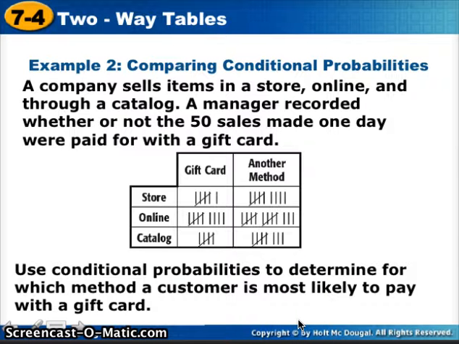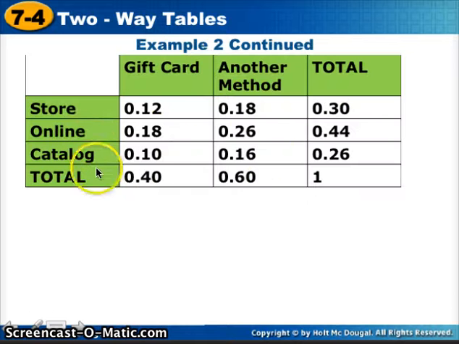Another example. Let's say the company sells items in a store, online, or through a catalog. A manager records whether or not 50 sales made one day were paid for with a gift card. Use conditional probabilities to determine which method a customer is most likely to pay with a gift card. We take our two-way table and change it into a joint relative frequency table by dividing each number by 50, since there were 50 sales made. Then adding up each column gives us our totals.